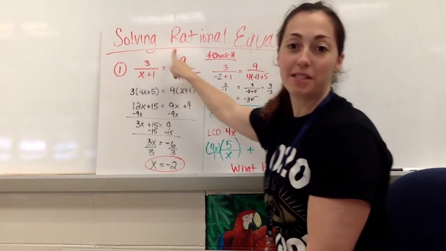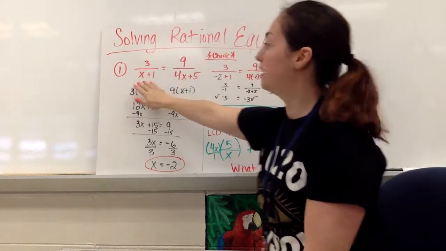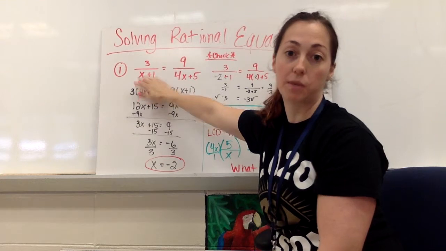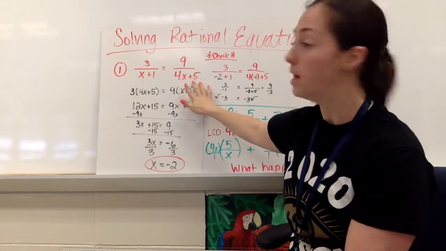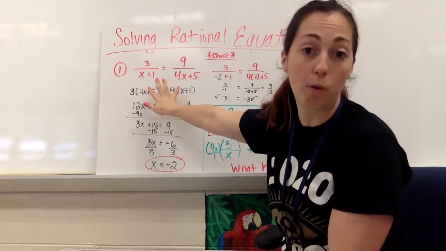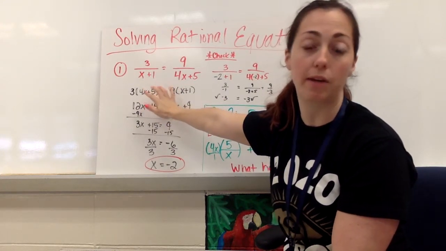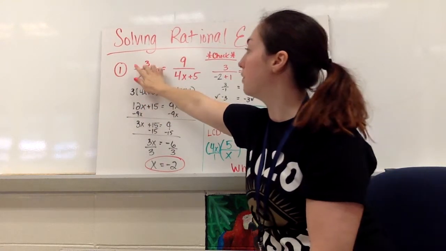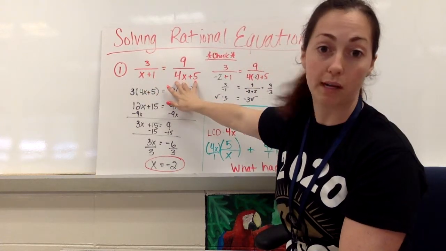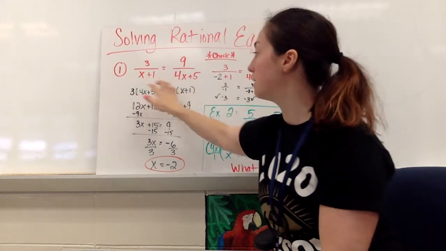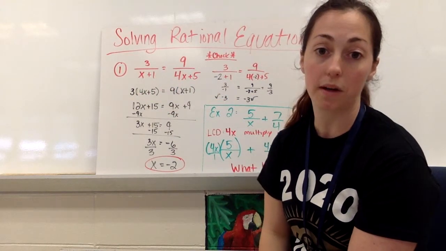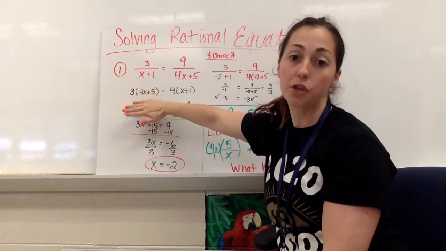Hi guys, today we are solving rational equations, and if you look right here in red, the first equation we're going to do is 3 over x plus 1 equals 9 over 4x plus 5. This might look familiar, it's a proportion, and we're going to work on it the same way you used to in the past. You'll multiply the numerator 3 times 4x plus 5 equals the numerator 9 times the other denominator x plus 1. And then from there, this should look pretty familiar.